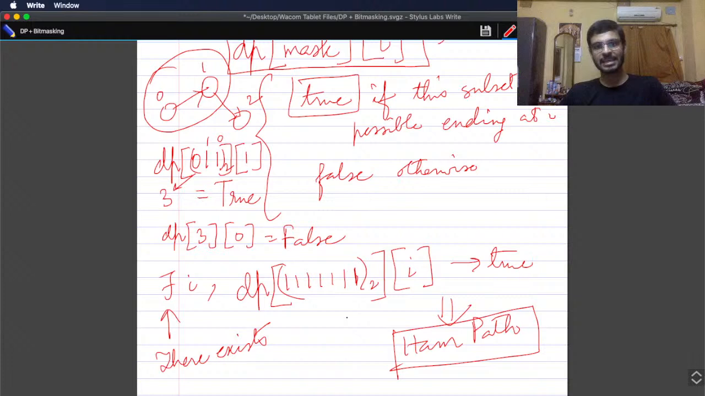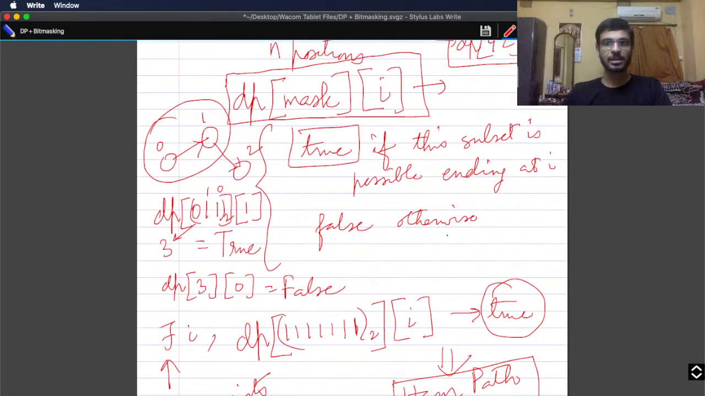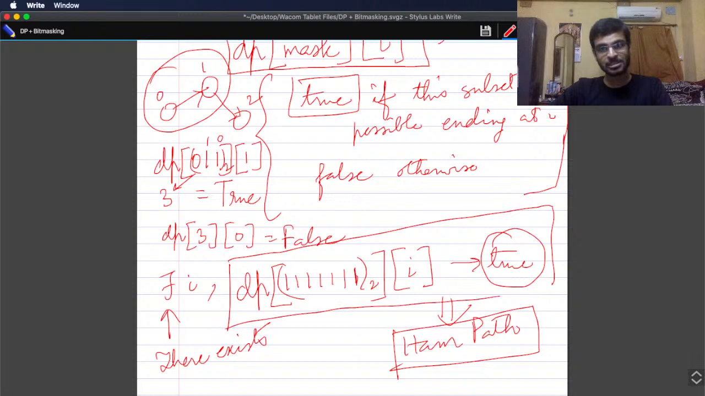And similarly, if for none of the vertices this particular value is true, if I say that for all I this is false, then I can say no Ham path exists. If I have the correct values for all of this, if I somehow derive the correct value according to this formulation, can I say that just this thing is going to give me the answer? I should be able to, right? How I calculate it is the important thing, but this should hold, right?